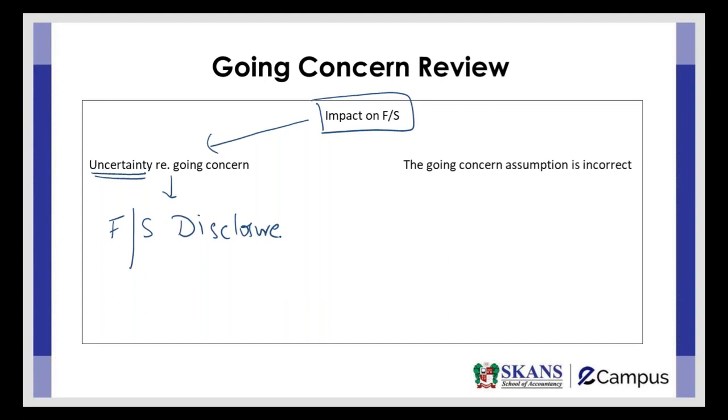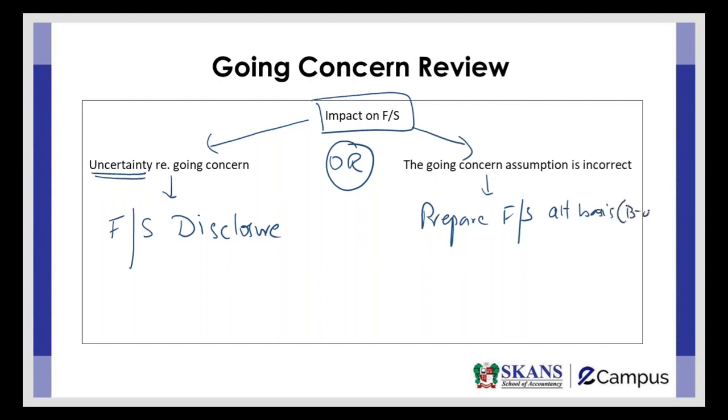So it's uncertainty. On the other hand, if you're fairly certain that the company is no longer a going concern, so you know that the company will shut down in the next 12 months, you have to prepare financial statements on an alternative basis, which is again the breakup basis, plus you have to give a disclosure in financial statements that financial statements have been prepared on a breakup basis.